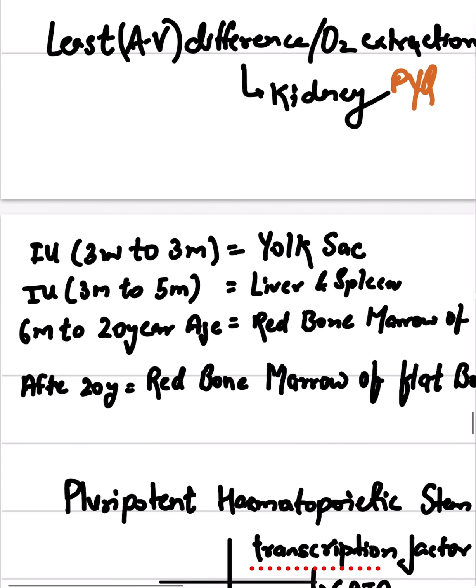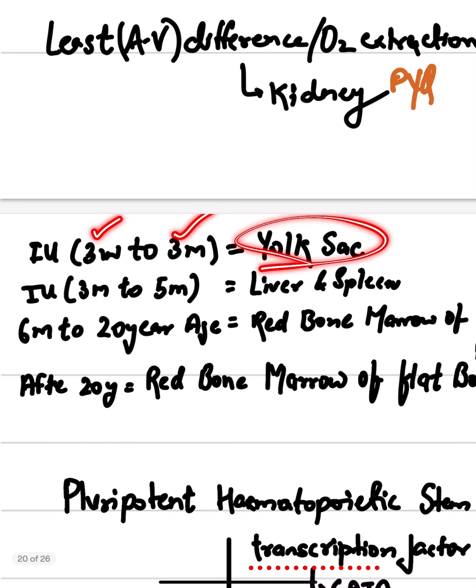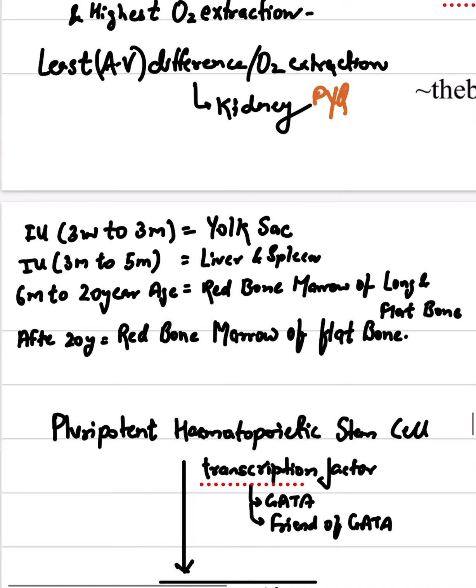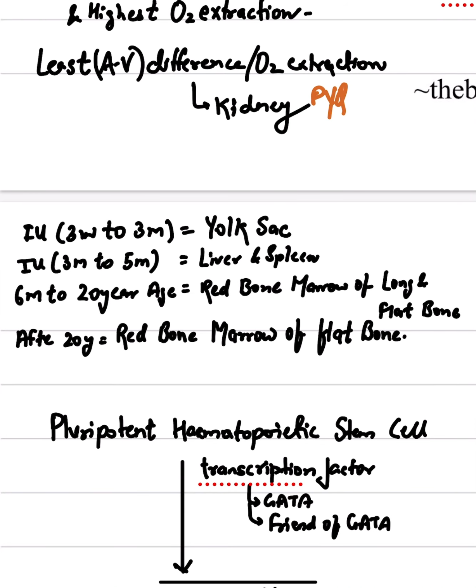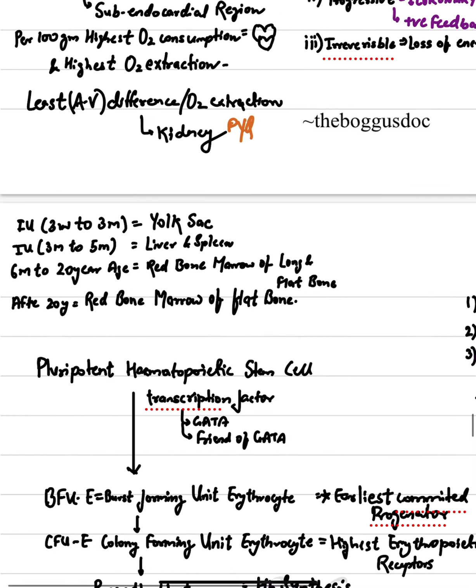Now this is the easy part we are talking about. In the intrauterine part, from the 3rd week to the 3rd month, the yolk sac is responsible for the formation of blood, RBC. In the intermediate part, from the 3rd month to the 5th month, the liver plays the main role. From 6 months to 20 years of age, the red bone marrow of long and flat bones is the important thing. And after 20 years of age, the red bone marrow of flat bones is very important.